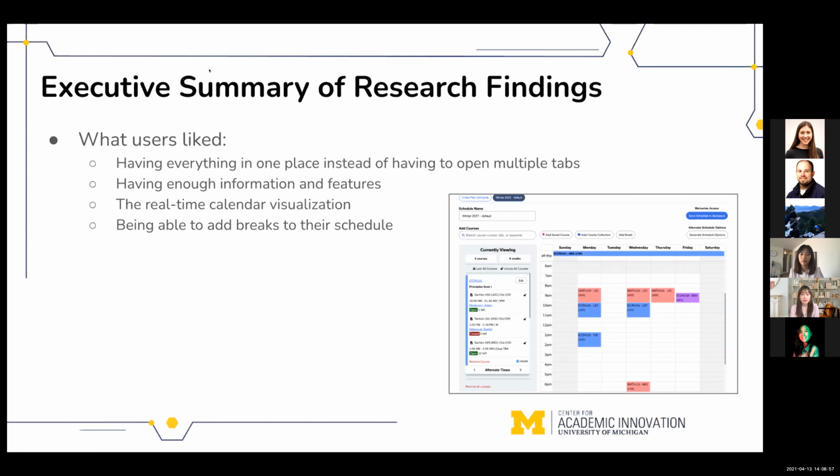So they really like the feature that they have only one information, and they thought we have enough information and features on Atlas. And they really like the real-time calendar visualization, as you can see in the pictures on the right. So we use these weekly schedules visualized with different colors, and they like that kind of visualization. They also like being able to add breaks to their schedule, and we will talk about this on the next slide.